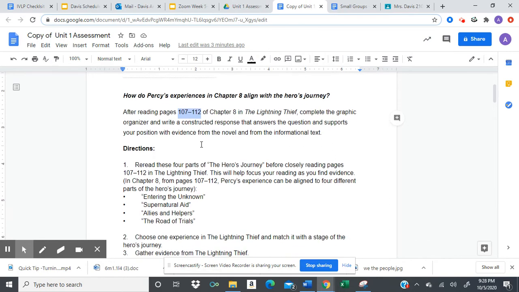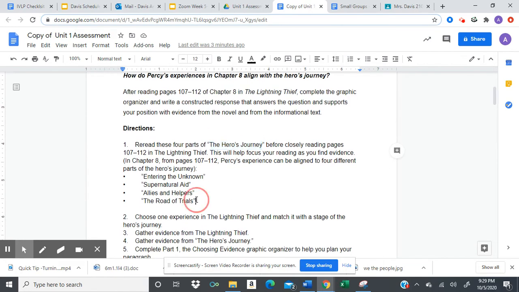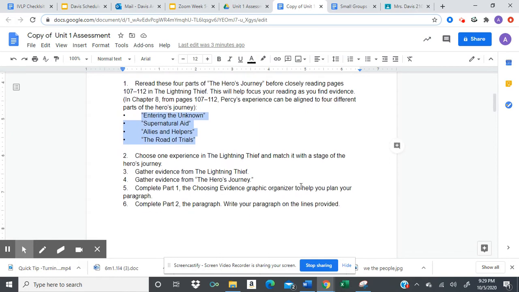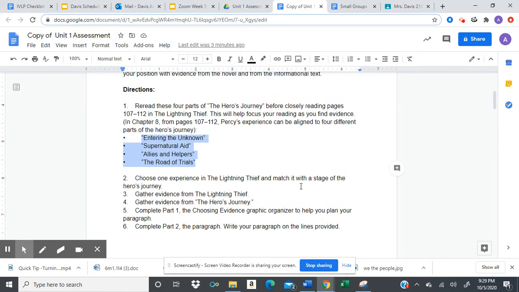And then also you're going to want to have the hero's journey text open, and this is found in Google Classroom in the assessment instructions. I attached it there. Okay, so there's 4 parts of the hero's journey that you're going to want to reread. These are the 4 stages: entering the unknown, supernatural aid, allies and helpers, and the road of trials.